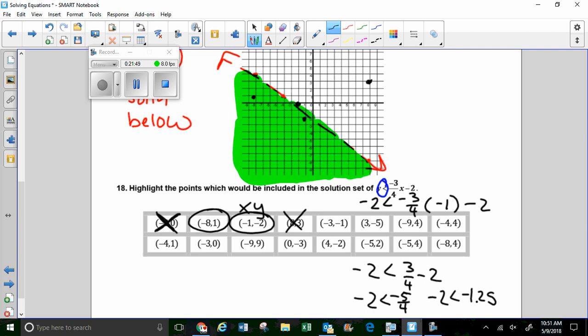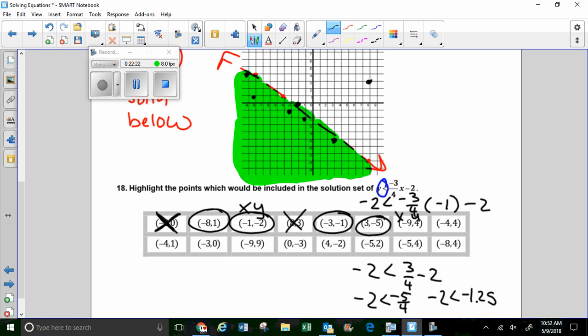What I want you to do at this point is pause the video and try the rest on your own, and then you can play it once you're done, and I'll go over the answer. So pause it, try it, and then come back and finish playing. So now I'm going to go to -3, -1. That is in the solution region. 3, -5, just inside the solution region. -9, 4. That's going to be just inside, I believe, but let's just be sure.